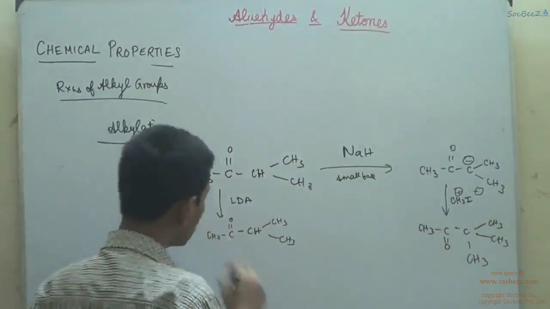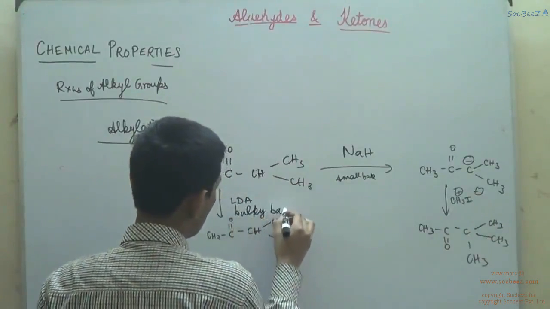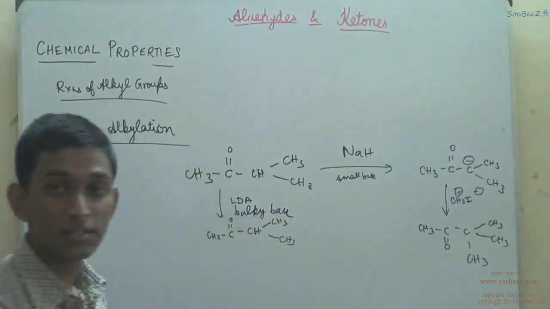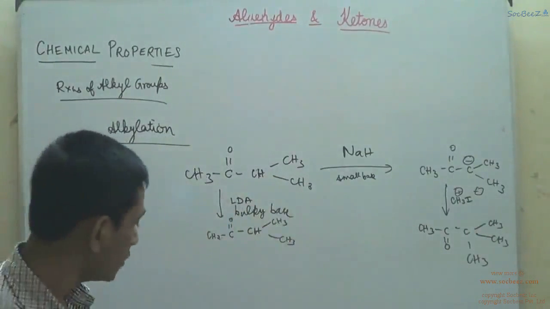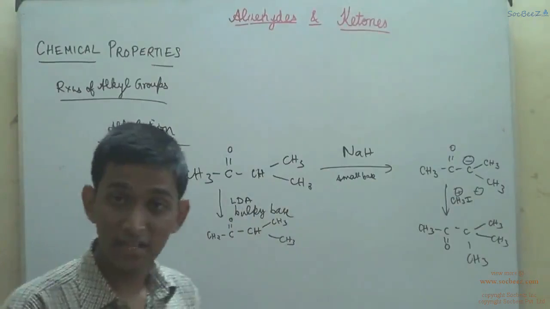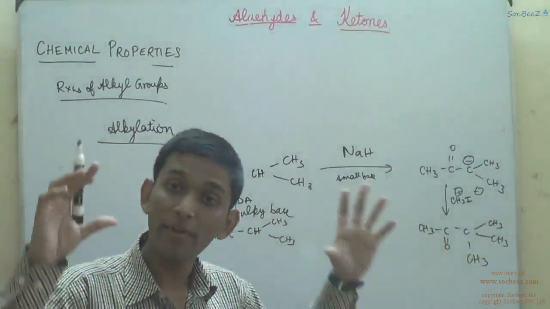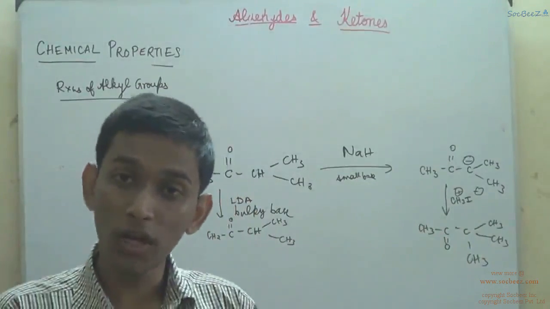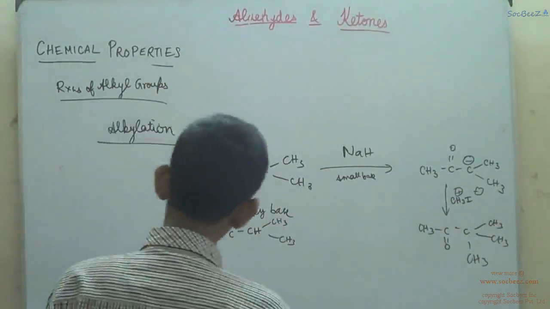Whereas if you use a very bulky base, like lithium diisopropyl amide, you know isopropyl is a very big group. So you have two isopropyl and amide. Lithium diisopropyl amide. It's a very bulky base.